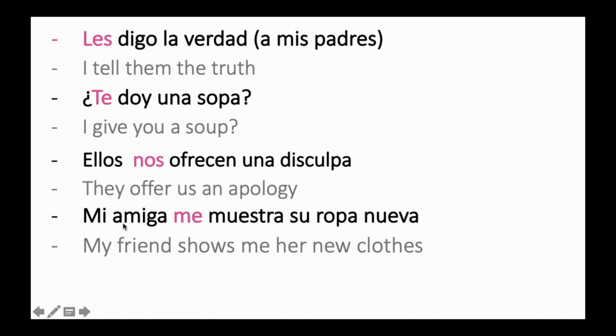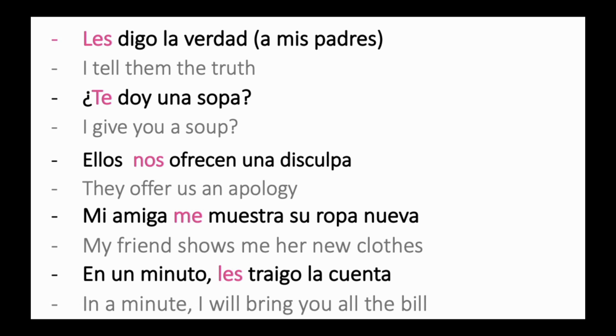Mi amiga muestra su ropa nueva. My friend shows her new clothes to me. Mi amiga me muestra su ropa nueva. Por último, lastly, en un minuto, I'm going to skip over les here. En un minuto, traigo la cuenta. In a minute, I bring the bill to you all. En un minuto, les traigo la cuenta.